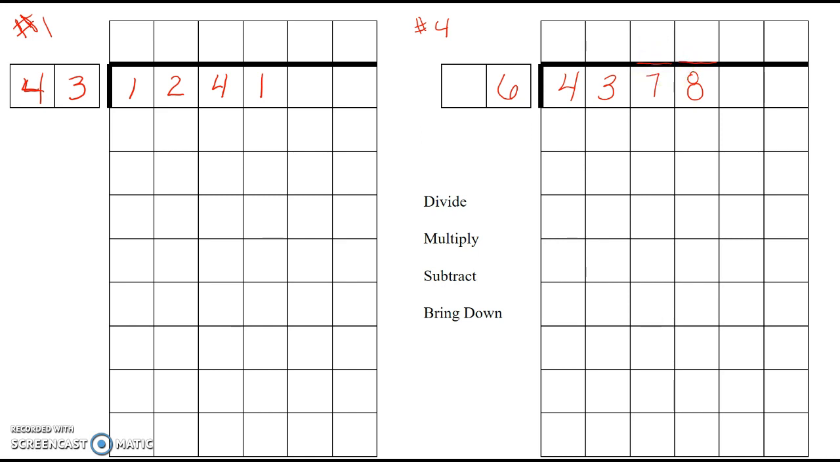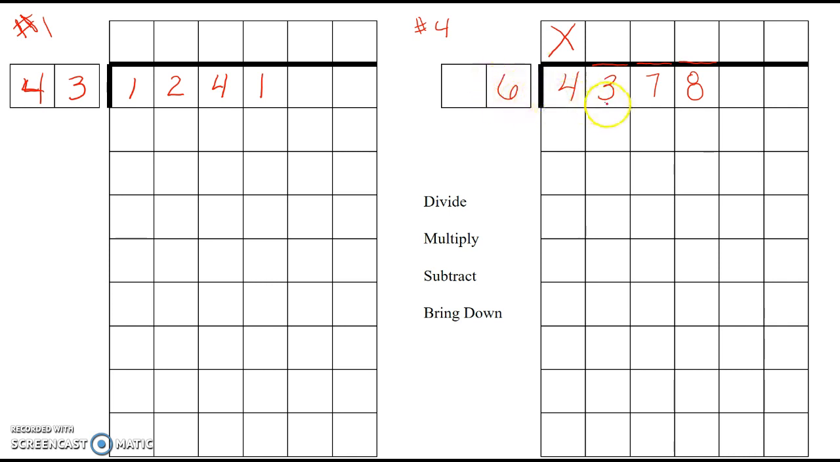And then I'll ask myself, can it go in 100 times? Well, 6 times 100 is 600. 600 can definitely go into 4,378, so we will have a digit over the hundreds place as well. But can it go in 1,000 times? Well, 6 times 1,000 is 6,000, and that is way bigger than 4,000, so we aren't going to have a digit in our quotient in the thousands place. So here we go.